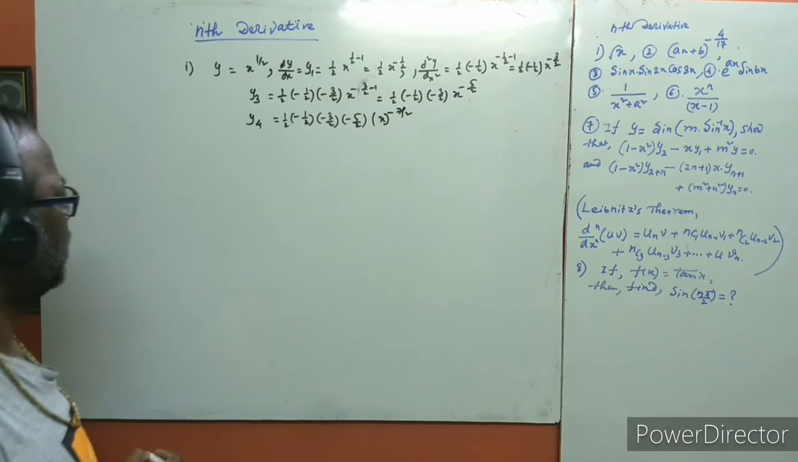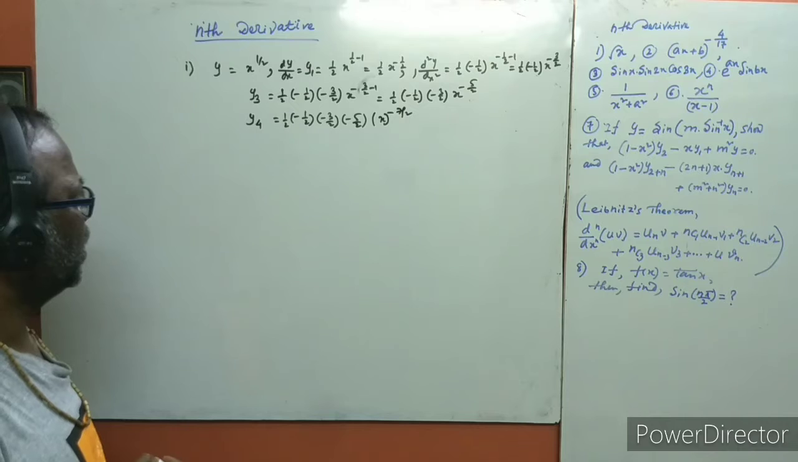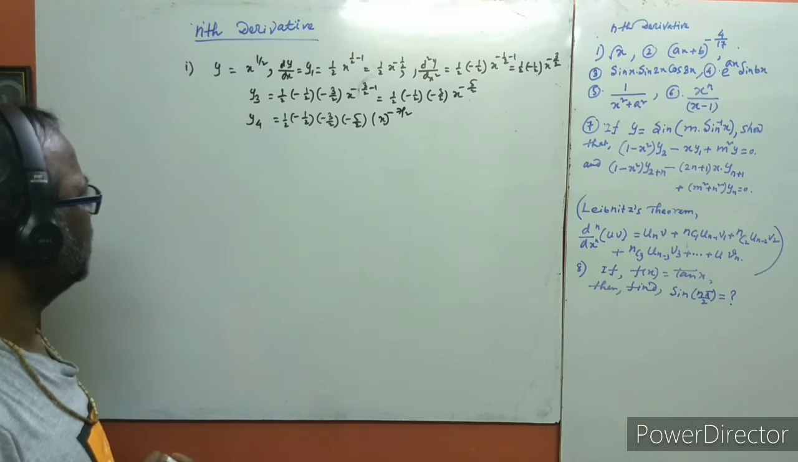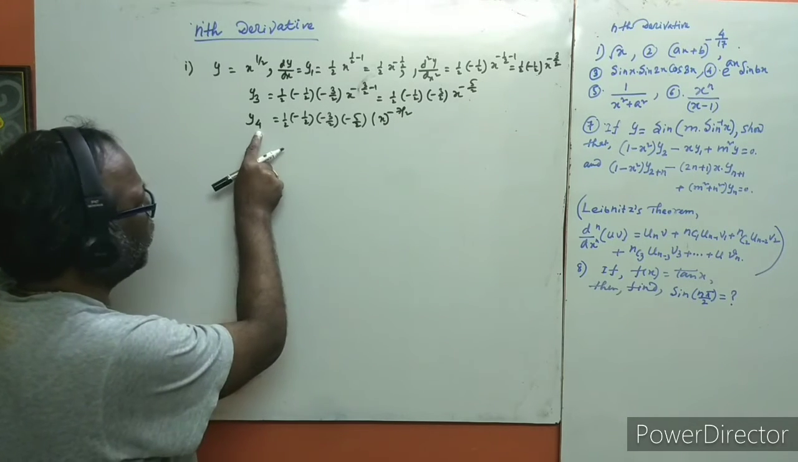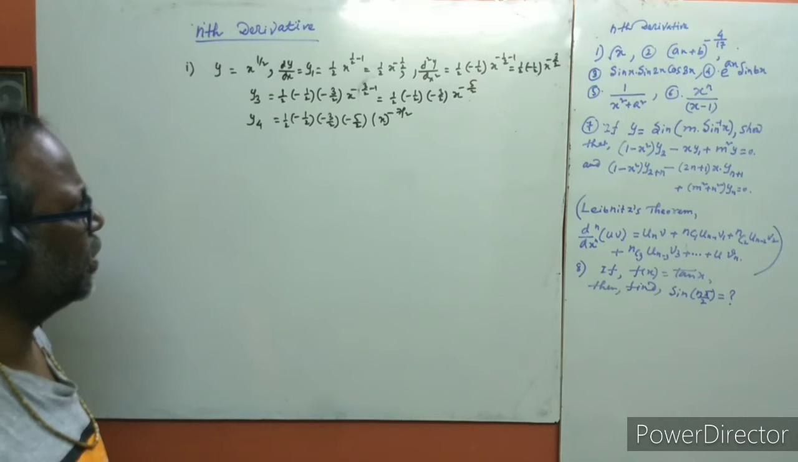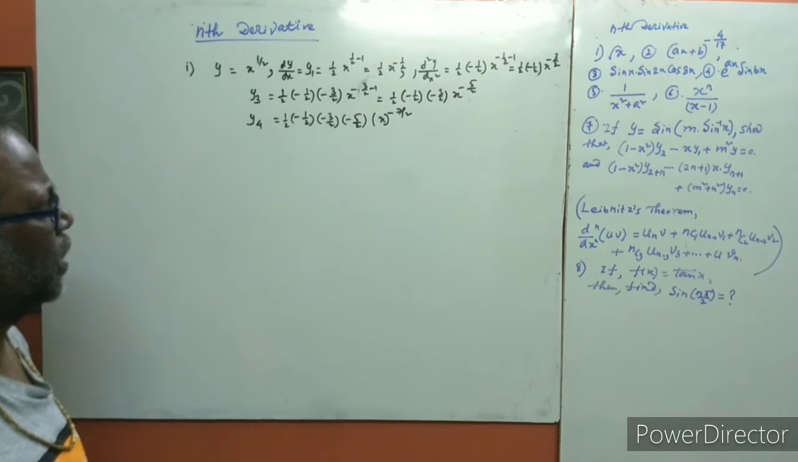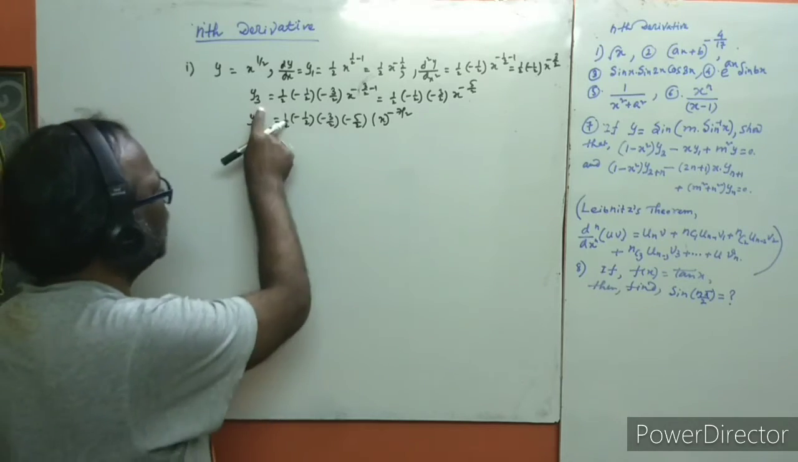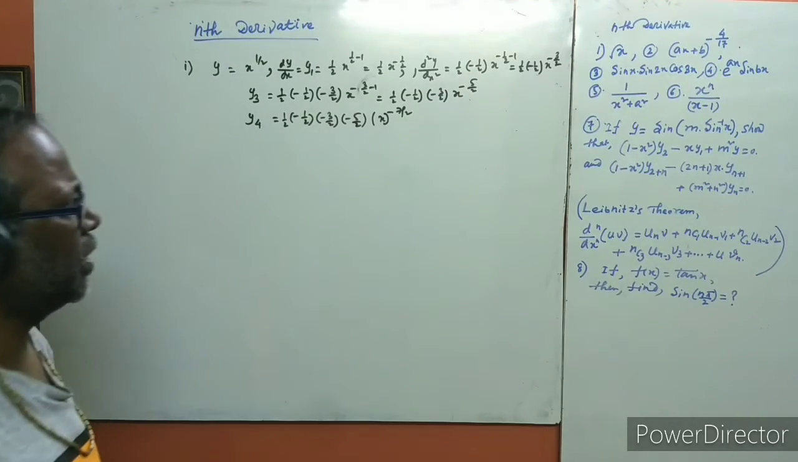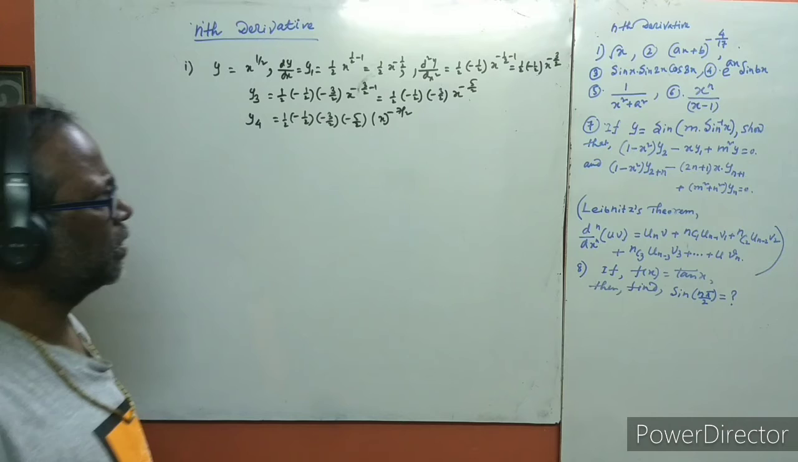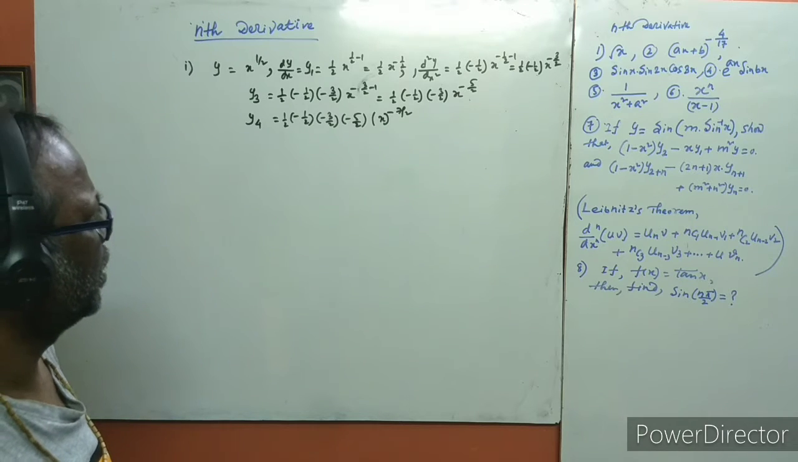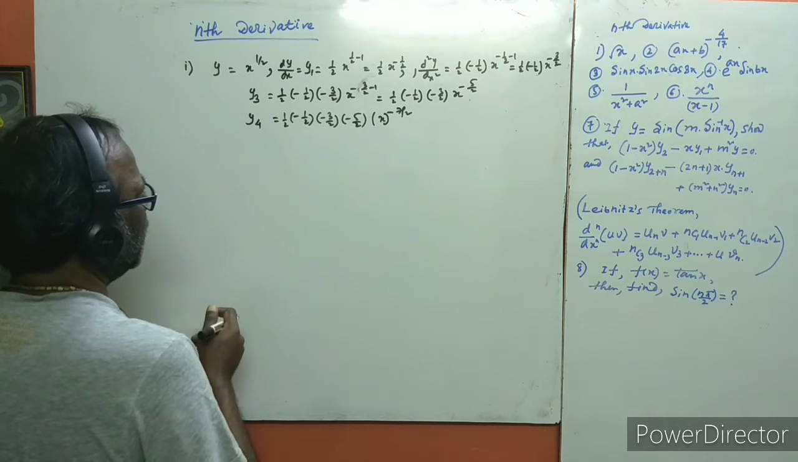This is the procedure of finding the fourth order derivative. Now how can we write the nth derivative? In the power, 7 is represented by 2n minus 1. For n equal to 4, 2 times 4 is 8, minus 1 gives 7. For n equal to 3, 2n minus 1 is 6 minus 1, which is 5. For n equal to 2, 2n minus 1 is 2 times 2 minus 1, which is 3.